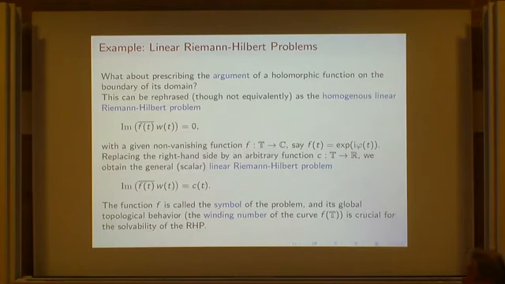This function f, which is the main ingredient of the problem, is called the symbol of the problem, and its global topological property, namely the winding number of the image curve of the unit circle, is crucial for the solvability properties of this linear Riemann-Hilbert problem.